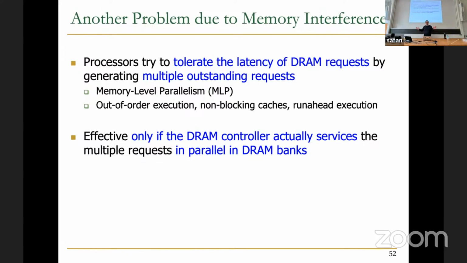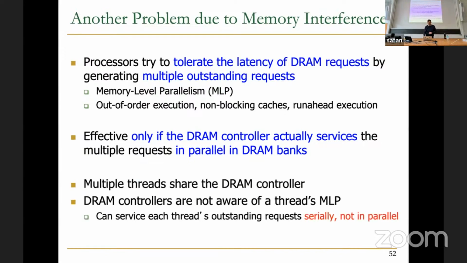Assuming that they go to different banks, still, if your memory controller is not doing the right thing, you may not be able to service things in parallel. Basically, multiple threads share the DRAM controller. And unfortunately, DRAM controllers may not be doing the right thing. They may not be aware of the parallelism in each thread's requests. As a result, they can service each thread's outstanding requests serially and not in parallel.